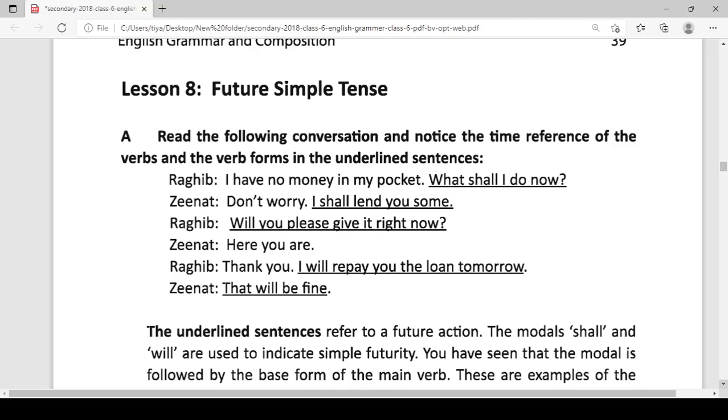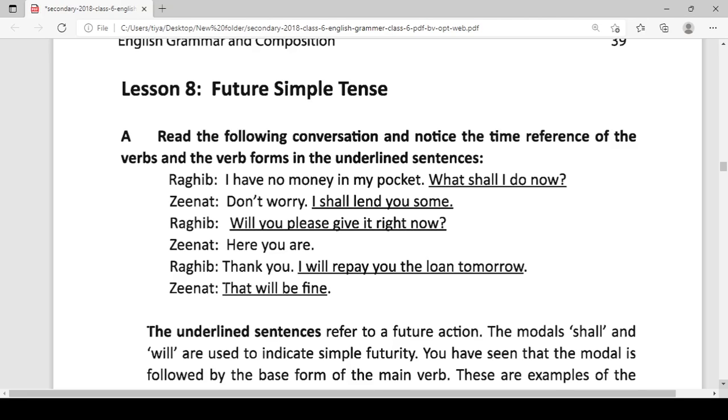What is the structure of the simple future tense? The simple future tense is just talking about work that will be done in the near future. Like, I have no money in my pocket. What shall I do now? Or will you please give it to me right now? Here you are. Thank you. I will repay the loan tomorrow. This will be fine. So please notice that will.